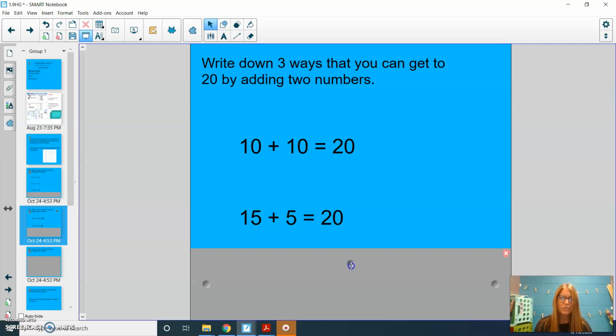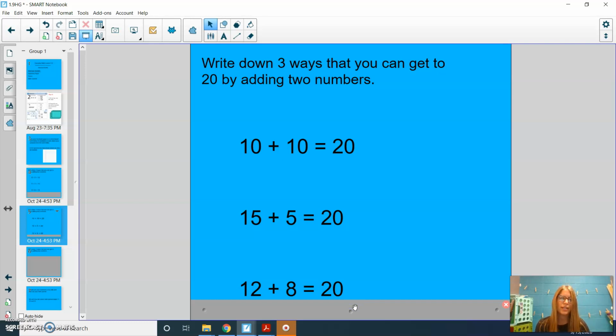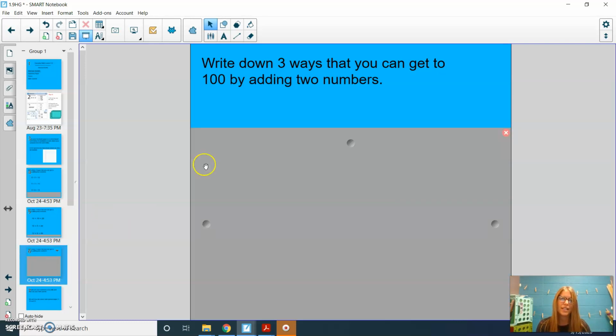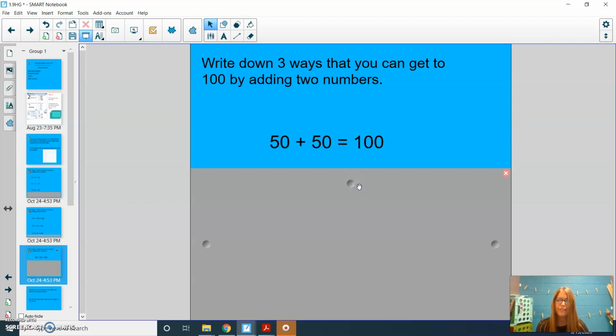I know that 15 plus 5 equals 20. And I also know that 12 plus 8 equals 20. And again, there are lots of different ways to get to 20, so you maybe had different answers than I did. We'll try one more like this. This time, can you think of 3 ways that you can get to 100 by adding 2 numbers? So just like I did, 50 plus 50 equals 100. Can you think of 2 more ways? Press pause and then play when you're ready to hear the answer.